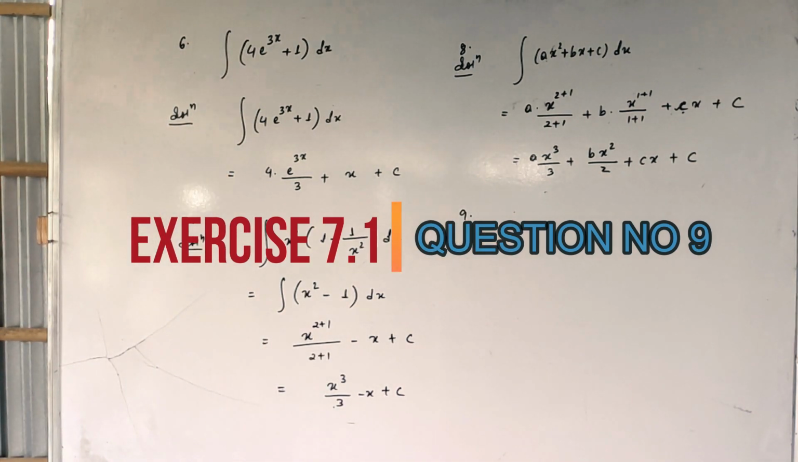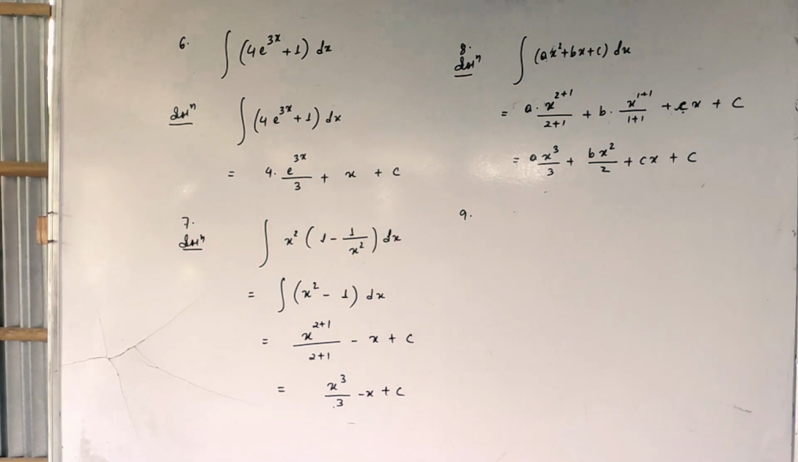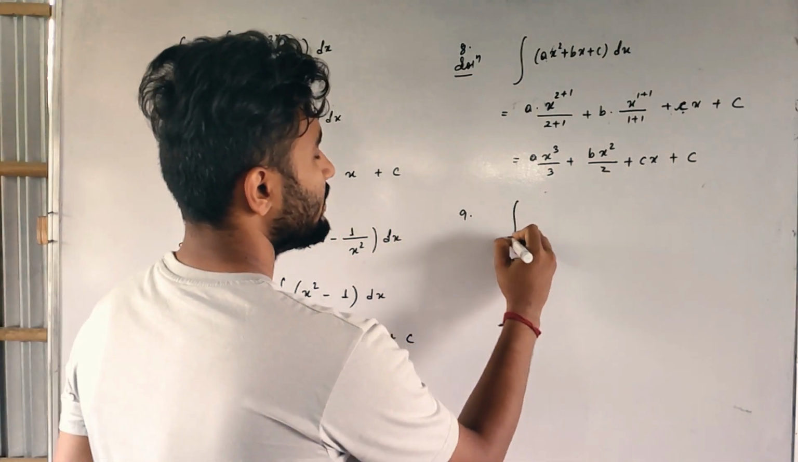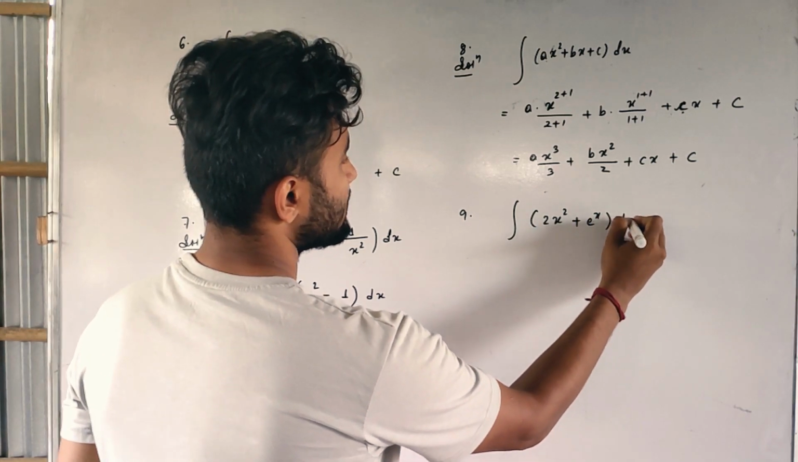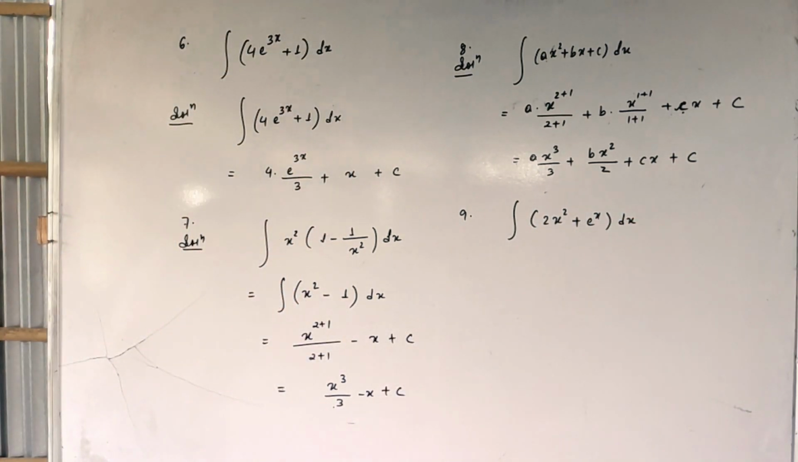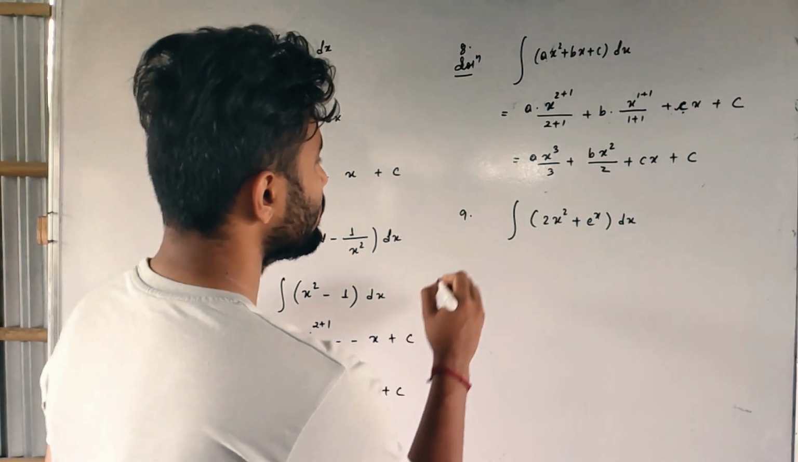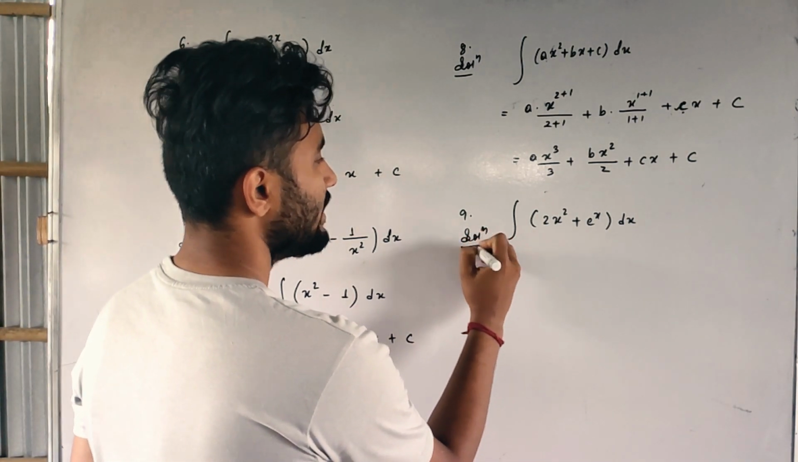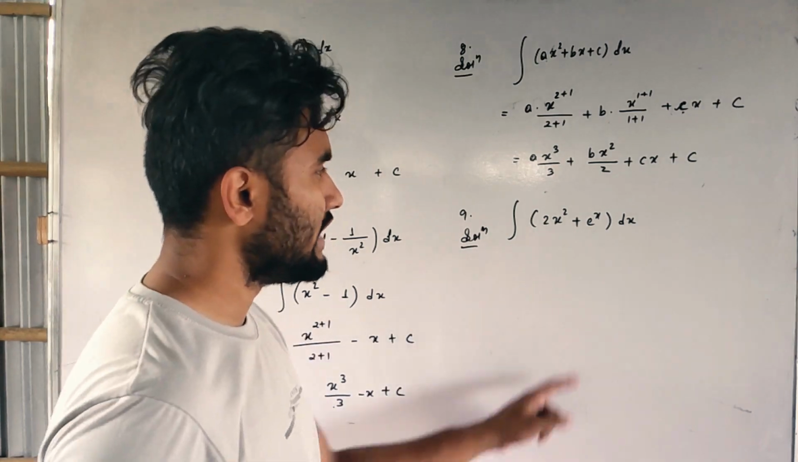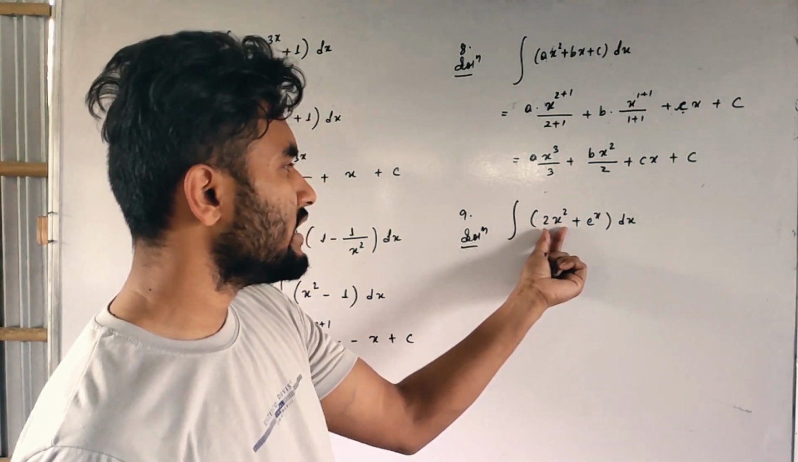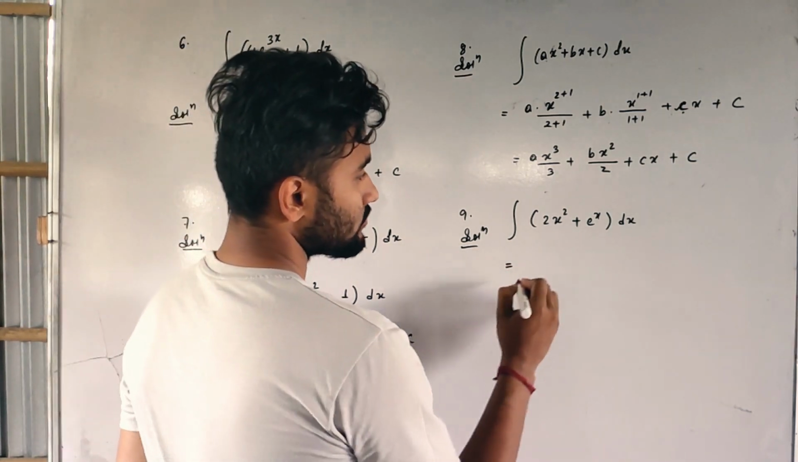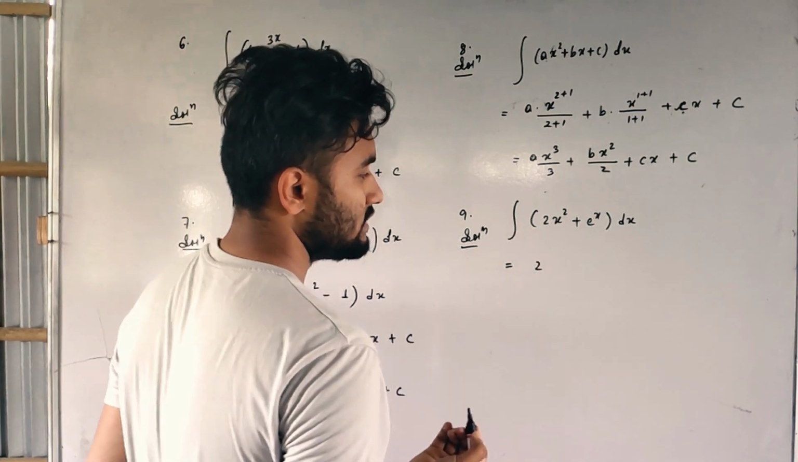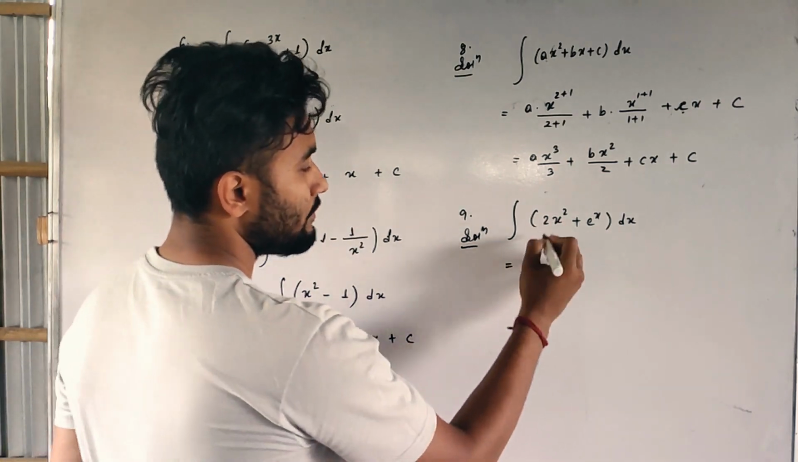Question number 9 is twice x square plus e to the power x. Integral of 2x square plus e to the power x dx. Let me once again check the question. It is 2x square plus e to the power x dx. So solution, I can separate the integral because the addition symbol is there, right? And this also I can integrate, this also I can integrate. I know the formula, right? So it will be equal to 2, which is again the scalar part.